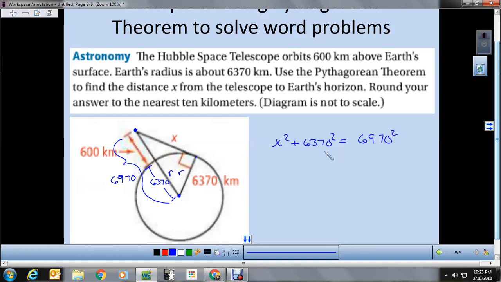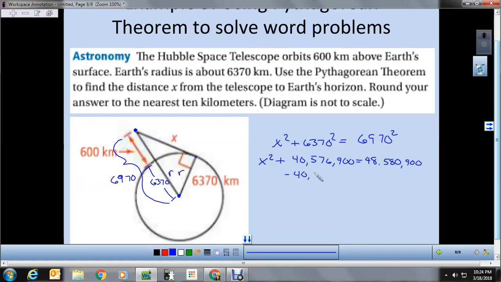Now these are very large numbers, and a lot of them you can just do in your calculator, but I'll write them out here so you can see how it's worked out. So x squared plus, now 6,370 squared is 40,576,900, equals 6,970 squared, which is 48,580,900.